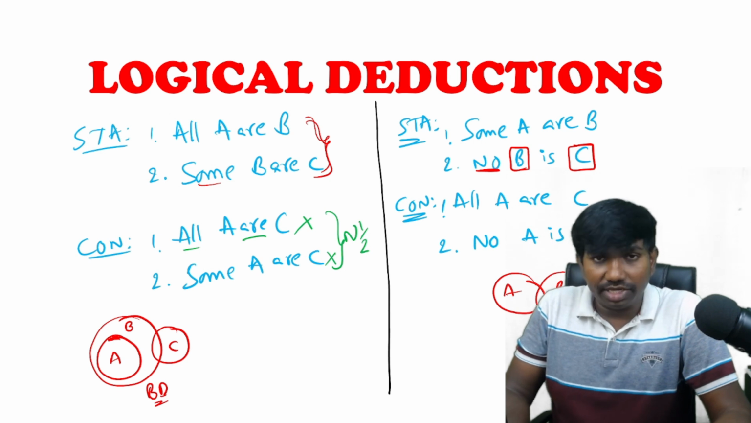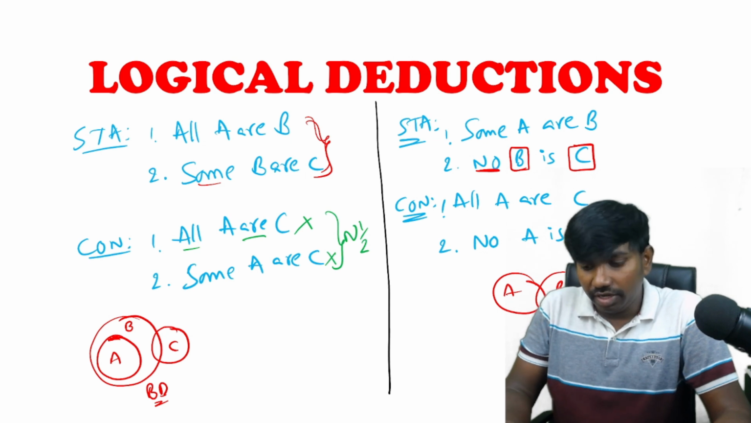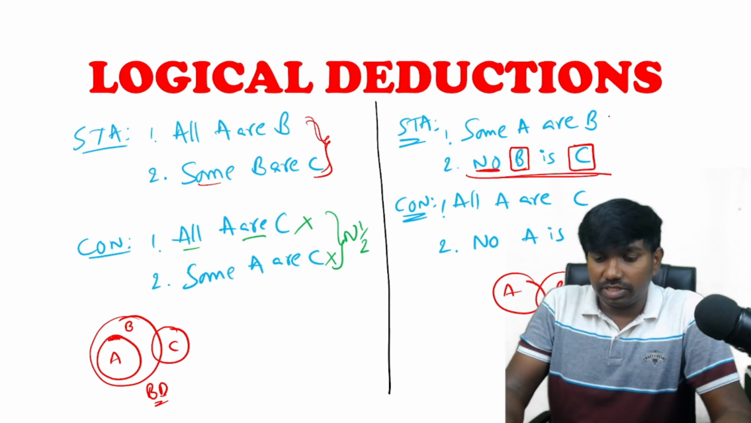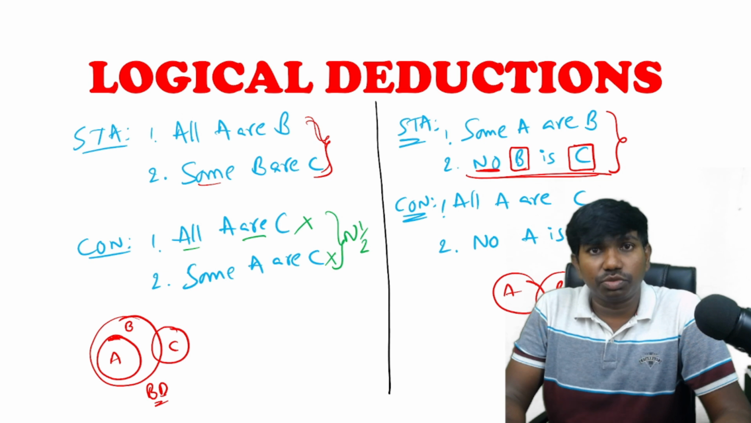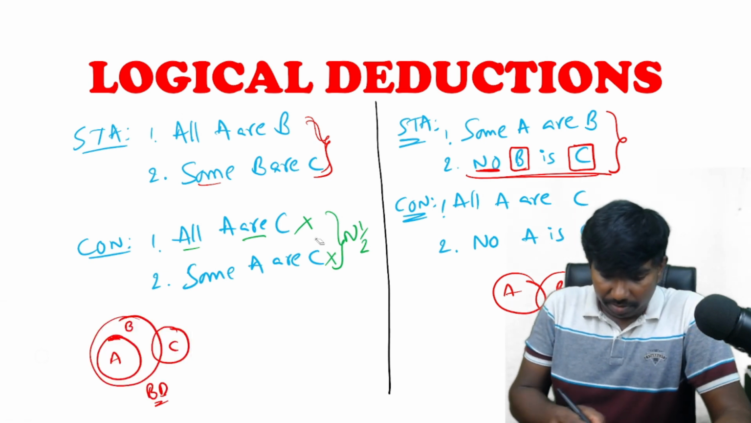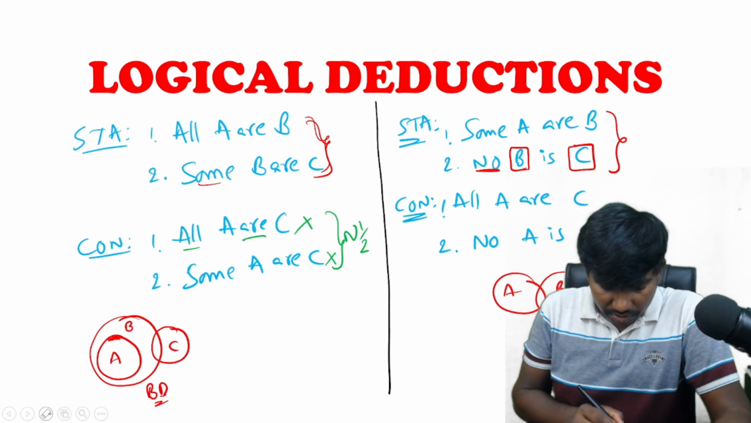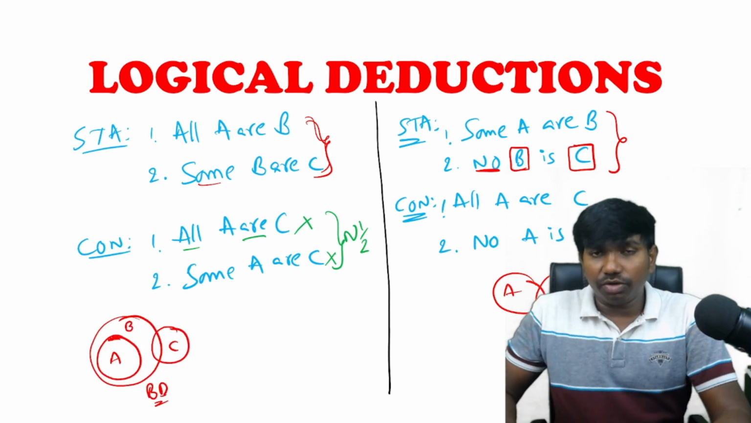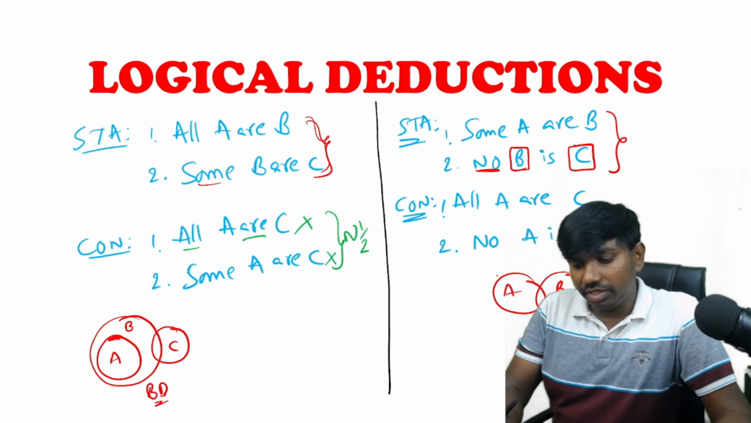That doesn't mean C should not intersect with A also, right? So C can intersect with A if required. If there is a possibility, C can intersect with A, but C should never intersect with B in any possibility. As per the statements, we have to completely stick to the statements only. So we should not go beyond the statements. We should not violate the statements. Without violating the statements, you can do anything in this chapter.